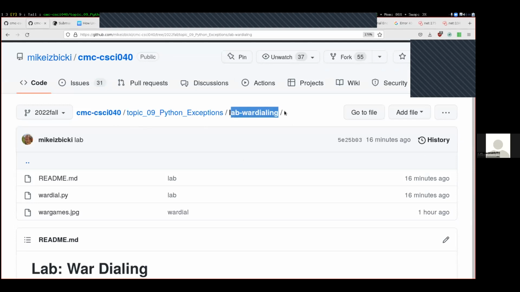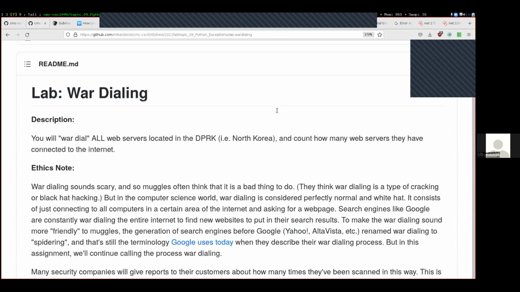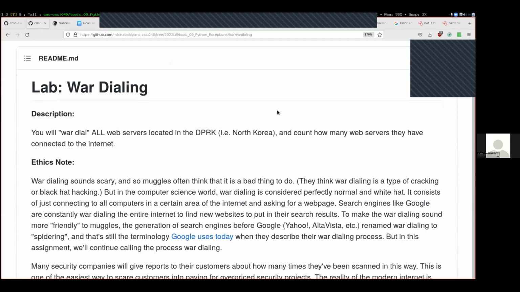There's this lab, war dialing. We're going to be doing something called war dialing today. And the idea is that you are going to count the total number of computers in North Korea connected to the internet. And in order to do that, we're going to need to just know a little bit more about how the internet works first.